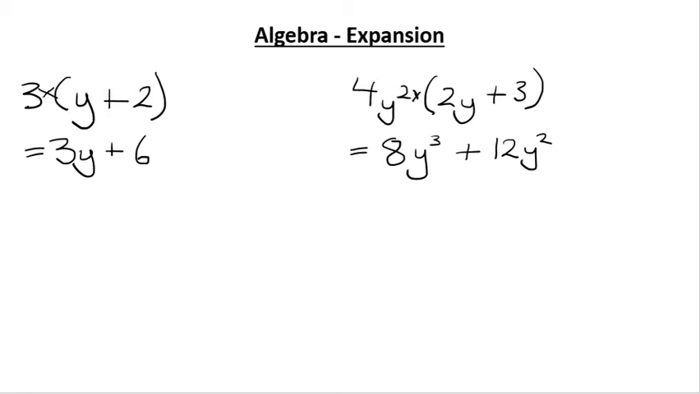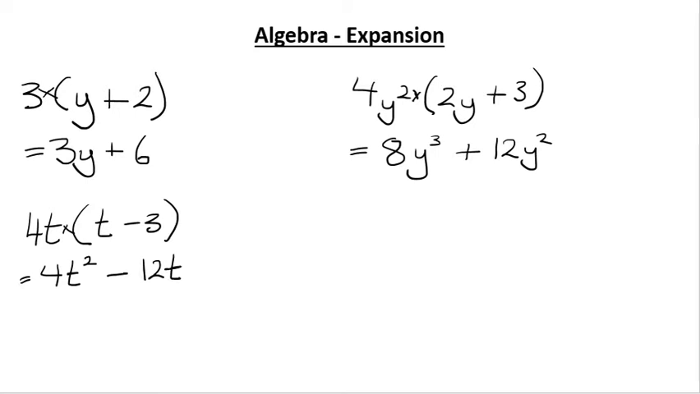Let's do a couple more just to be very clear on what we are doing. We said that whatever is in the bracket is going to be multiplied by whatever is outside the bracket. So for example, if I said 4t bracket t minus 3, then there's an invisible times here. 4t times t, sorry, will give us 4t squared. And then 4t times negative 3 will give us negative 12t, because the t will still be there. So that's how we would get that here.